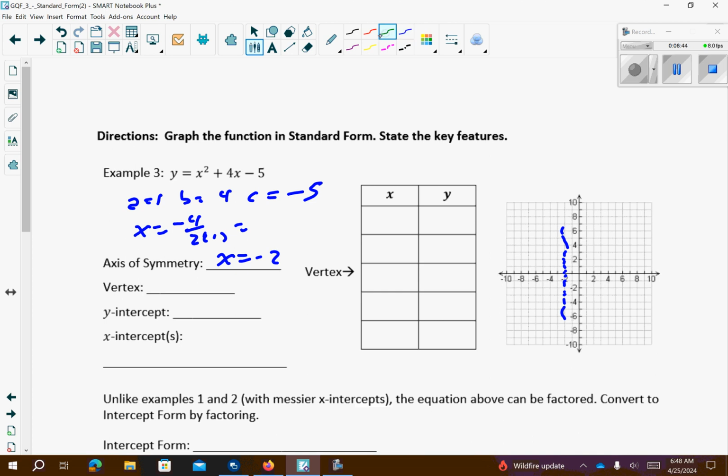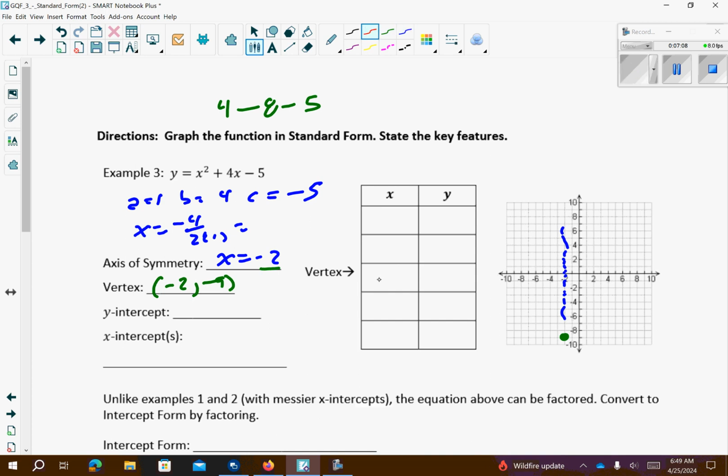My vertex is going to be, this is my x part of it, so I have -2. I need to plug it in. So I'm going to get -2 squared, which is 4. 4 times -2 is -8 minus 5. 4 minus 8 is -4. -4 minus 5 is -9. So -2, -9 down here.